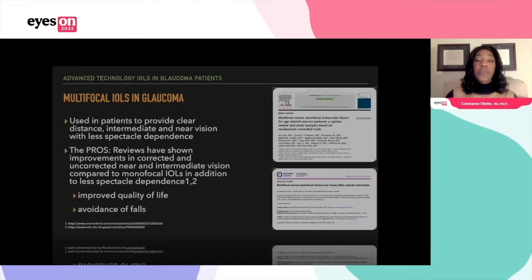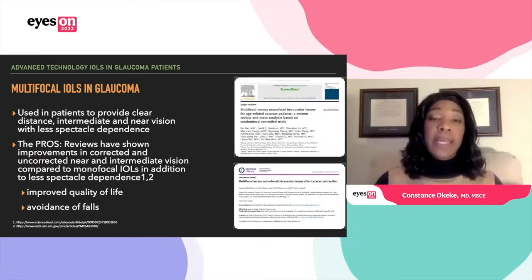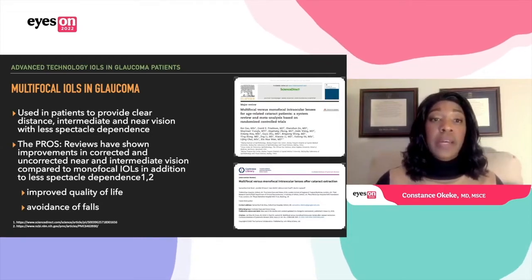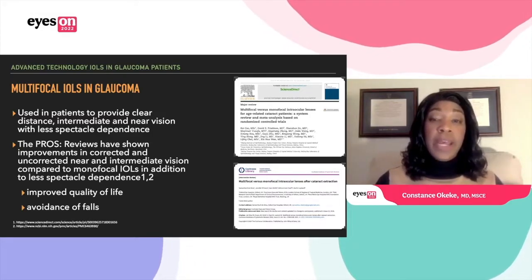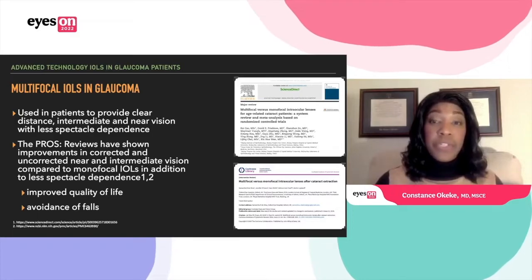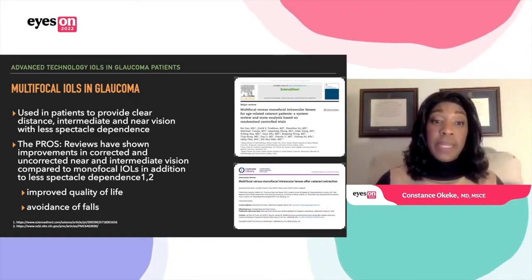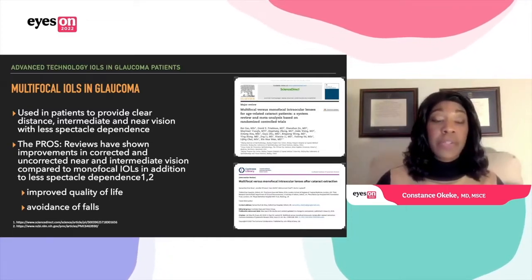Now switching focus from toric lenses to multifocal lenses in glaucoma. Again, this is an area where there's still not a lot of research, but there is some. When we think about multifocal lenses, again, we talked about this earlier, they can allow patients to have spectacle independence at distance, intermediate, and near. It can help improve their quality of life. It can also reduce the number of falls.